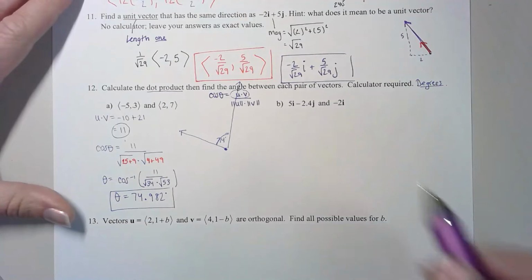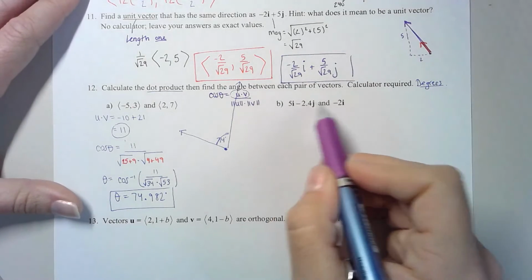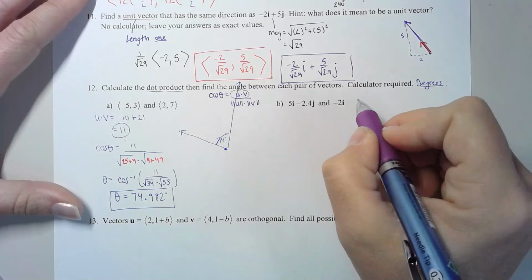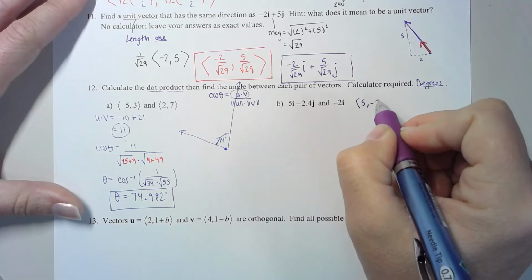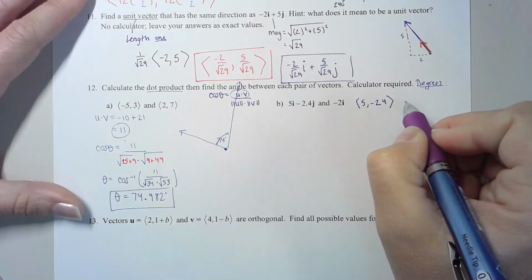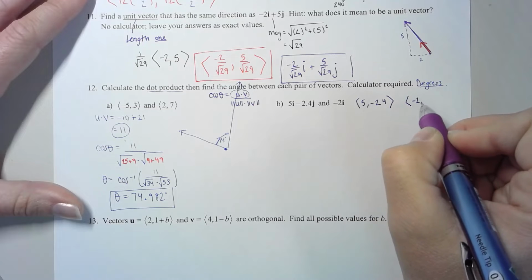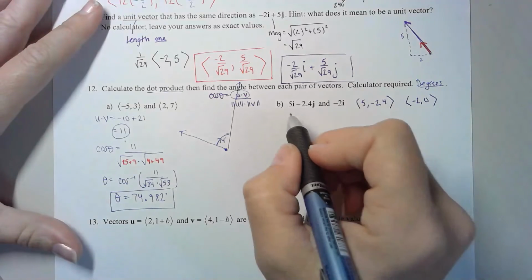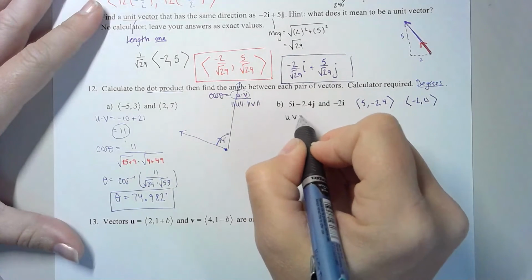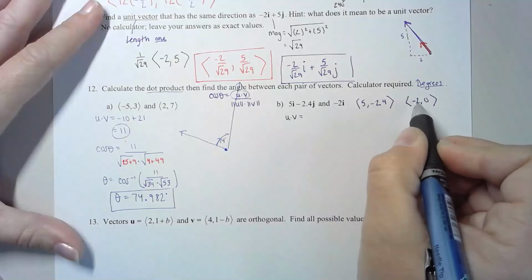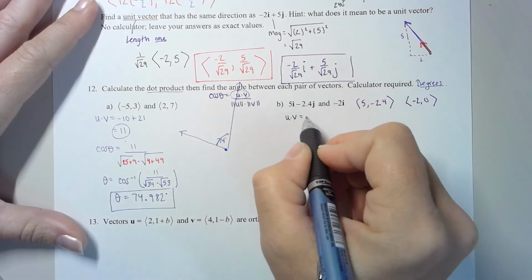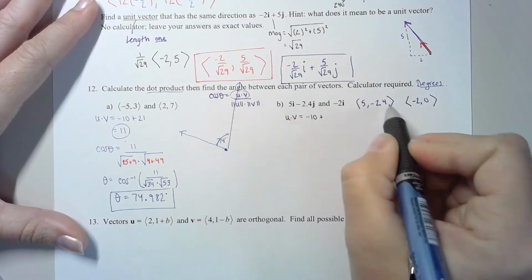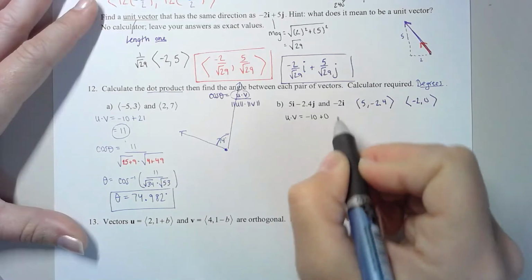Awesome. Let's do the same thing with part B. There's my two vectors, just in a different form, and if it makes you feel better to write 5, negative 2.4, and then our other vector is negative 2, 0. I mean, just to get the clutter out of there. So the first thing we want is the dot product. We want u times v. And so I've got 5 times negative 2, which is negative 10, plus negative 2.4 times 0.